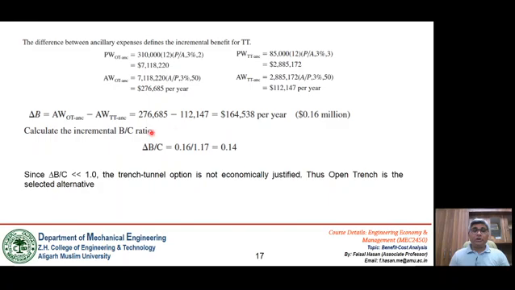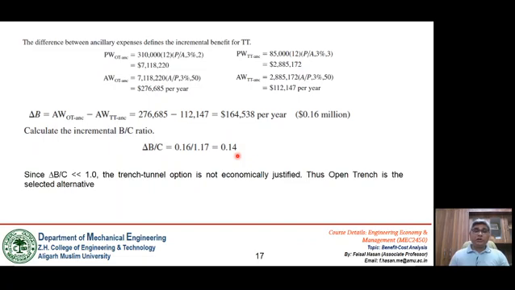Now if we compute the incremental benefit to cost ratio, this is 0.16 divided by 1.17, so it comes out to be 0.14. So the conclusion is that when comparing the two, the larger cost alternative is not selected.